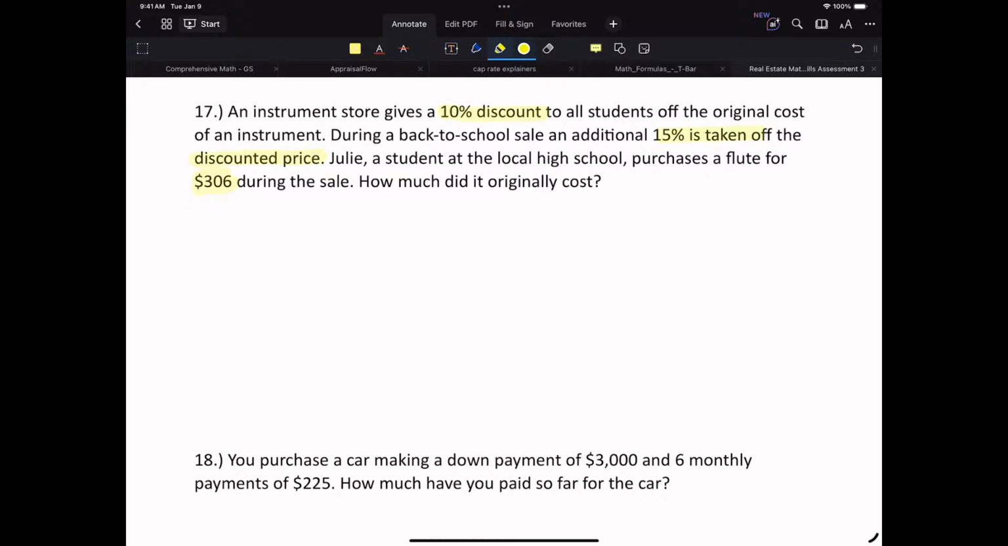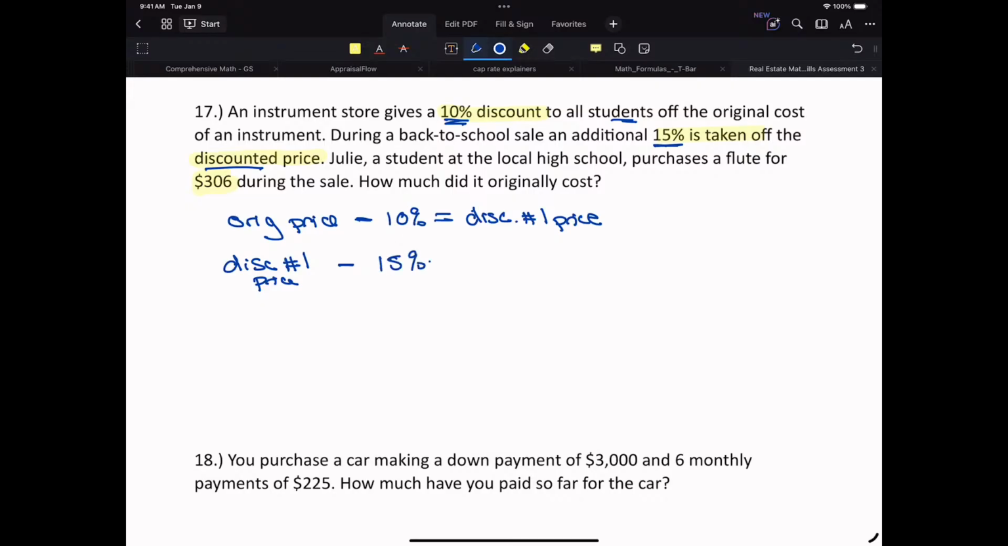Well, let's think about this. There was an original price, and we subtracted, oh, sorry, I did that backwards. 10% was the first discount to all students, and then an additional 15% is taken off that discounted price. Then we take 15% off that number, and that gives me a final price.